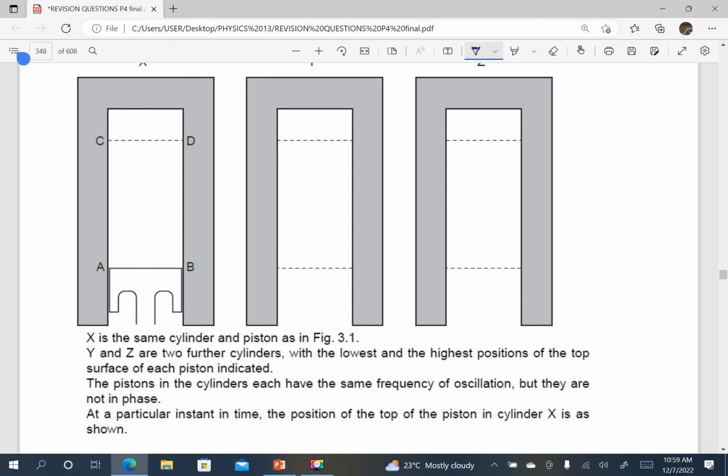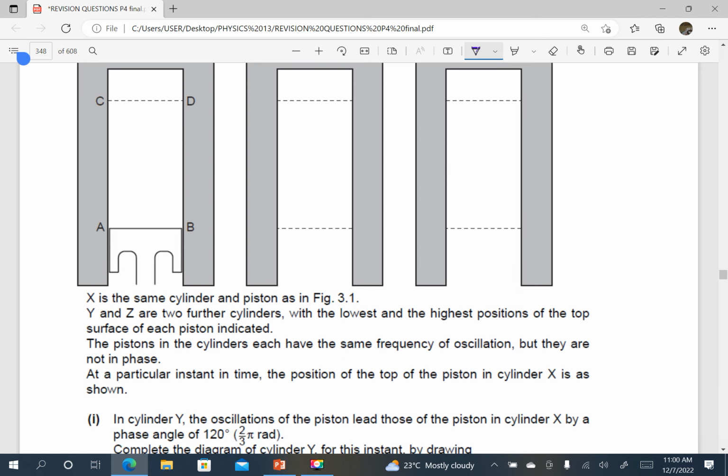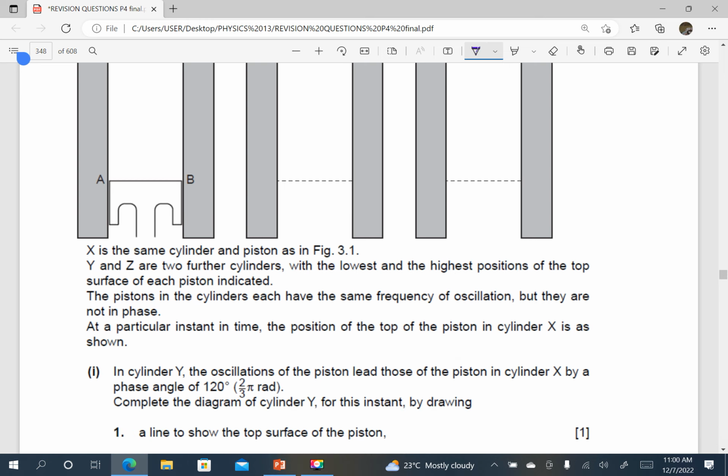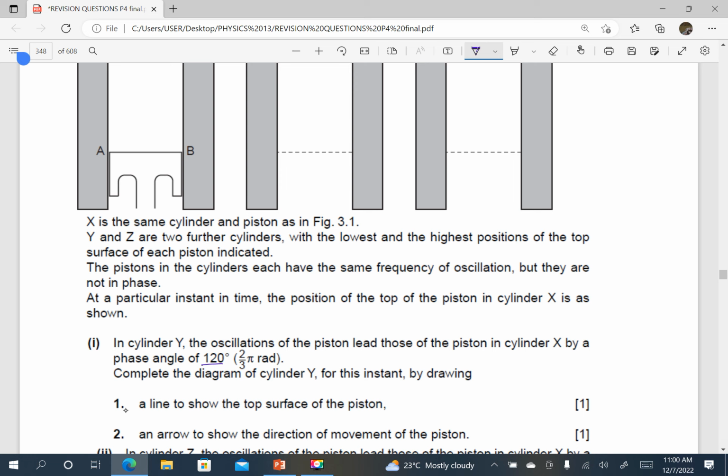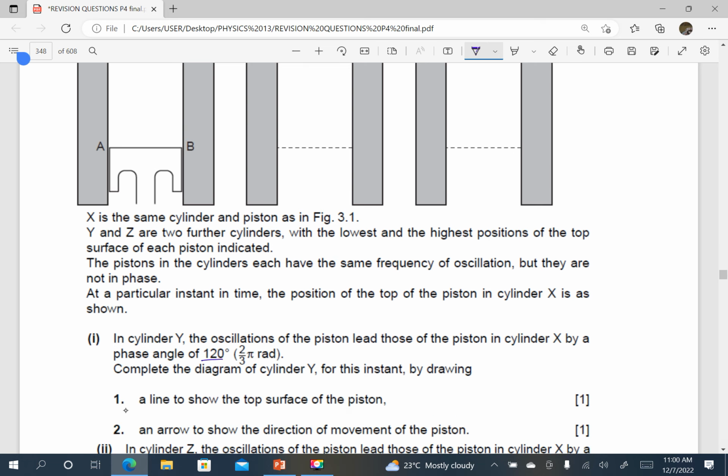At a particular instant in time, the position of the top of the piston in cylinder X is as shown again, as shown there. In cylinder Y, the oscillations of the piston lead those of the piston in cylinder X by a phase angle of 120. Complete the diagram of cylinder Y for this instant by drawing a line to show the top surface of the piston. Let's find phase difference of 120.